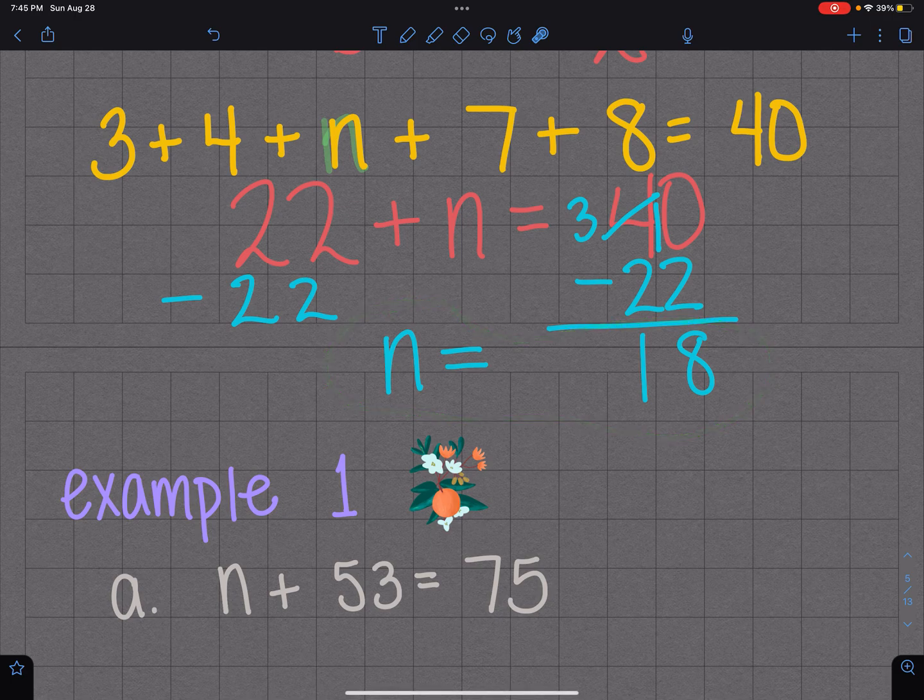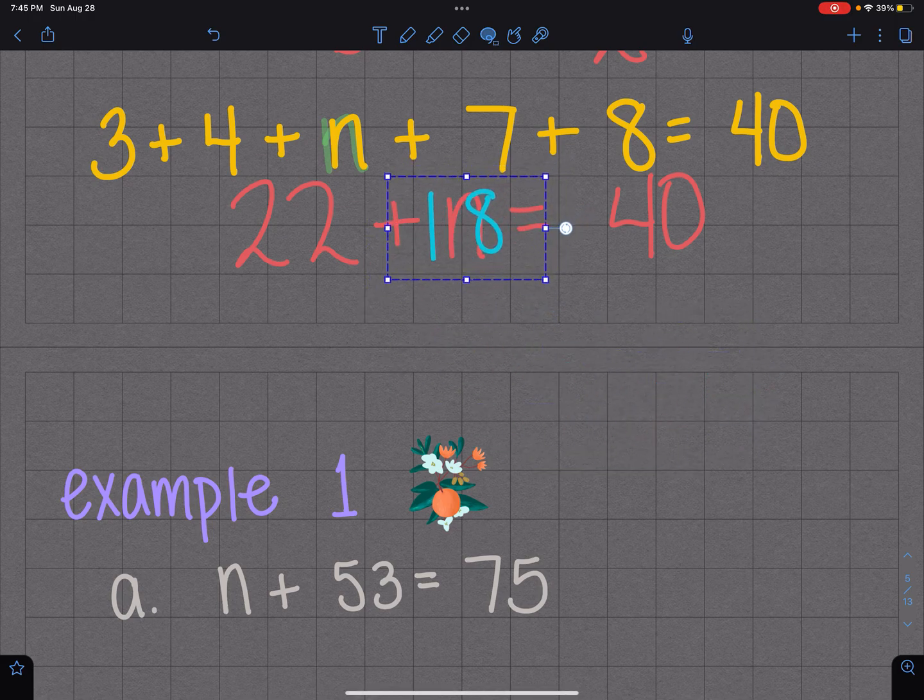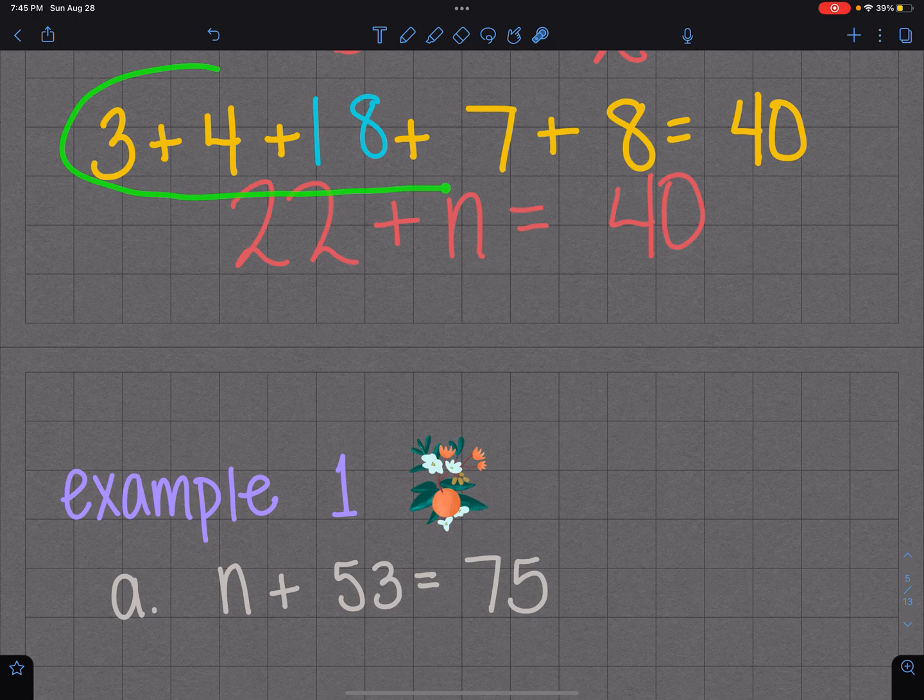And the way that you check an answer is you go back to the original problem. So if n is equal to 18, then I should be able to plug in 18 into here, 22 plus 18, and that should be 40. Or I should also be able to plug it in here to where this n is. Let's erase that. Whoops, didn't mean to erase that one. So if I plug the 18 in there and do the math, then 3 plus 4 plus 18 plus 7 plus 8 should be equal to 40. So you can check your answer that way. But I know that that's right.